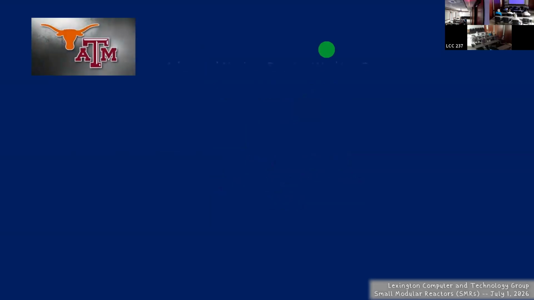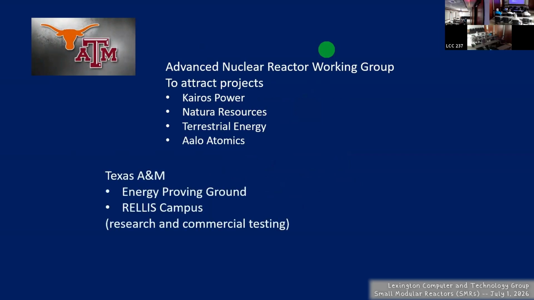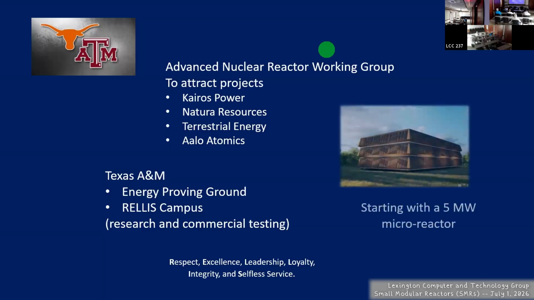But at Texas A&M, which is sort of the bellwether here, they have the Advanced Nuclear Reactor Working Group, and they've attracted some of the projects, KROS, Natura, Terrestrial, and HALO. And at the Texas A&M campus itself, they have the Energy Proving Ground and the RELLIS campus. I had to look this up. RELLIS stands for respect, excellence, leadership, loyalty, integrity, and selfless service. I love that. Sounds like a Soviet. But they're starting with a 5 megawatt micro reactor, to get the lay of the land, just to figure out how to build it.